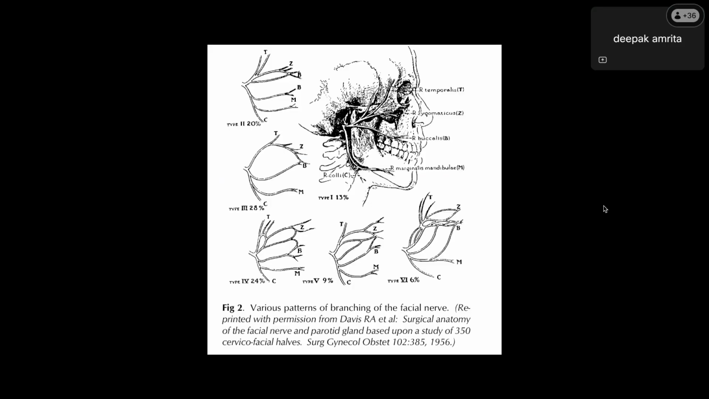Now, before we go into the details, a brief few slides on the anatomy of the facial nerve. If you look at the extratemporal course of the facial nerve through cadaveric studies, it was found way back in 1956 that there are 6 types of facial nerve branching.